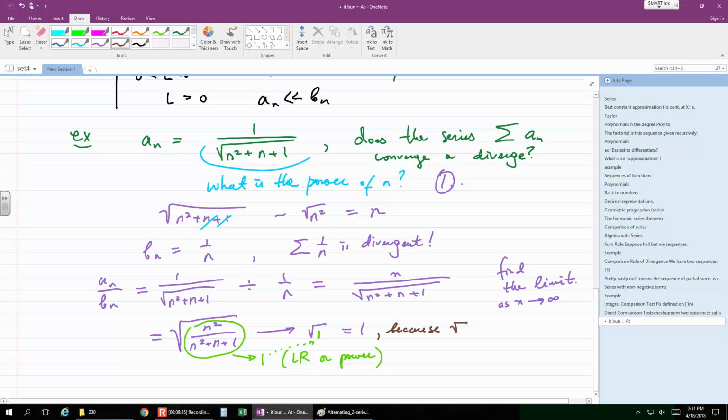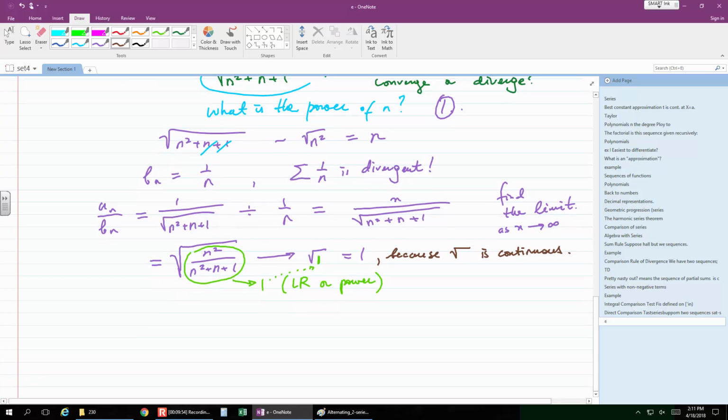Because the square root is continuous, right? Technically, it's continuous at 1, which works out perfectly well. If it was at 0, then it would be one-sided continuity. Okay, so the limit is 1. That is my L. So L is equal to 1.